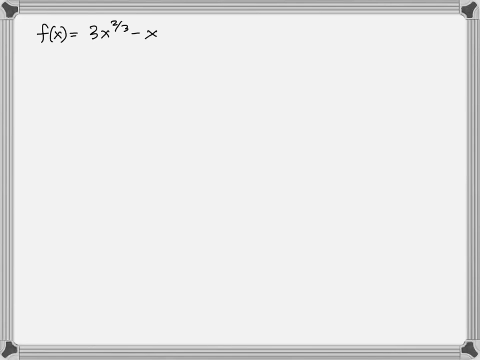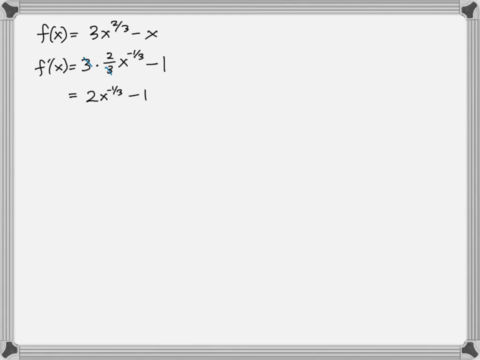So I'm gonna find the second derivative, which means I have to find the first derivative again. Bring down the 2/3, x to the 2/3 minus 1 will give us negative 1/3, and then the derivative of x was 1. So just cleaning that up a little bit, 2x to the negative 1/3 minus 1.